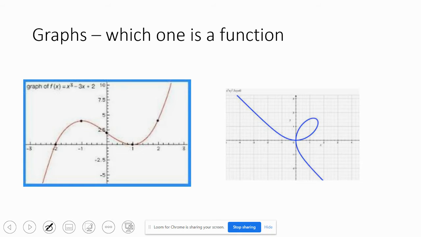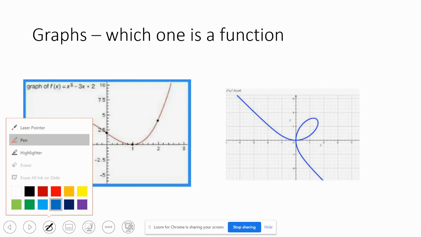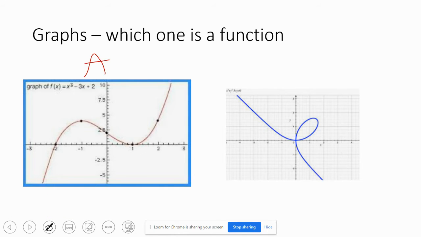Okay, so if you're looking at these 2 graphs, we have graph A and graph B. Graph A is a polynomial function. Graph B is a special polar, 2-dimensional loop function. And you'll notice that graph A is a function because it passes the vertical line test. Graph B does not, because right there, it hits at 2 points.